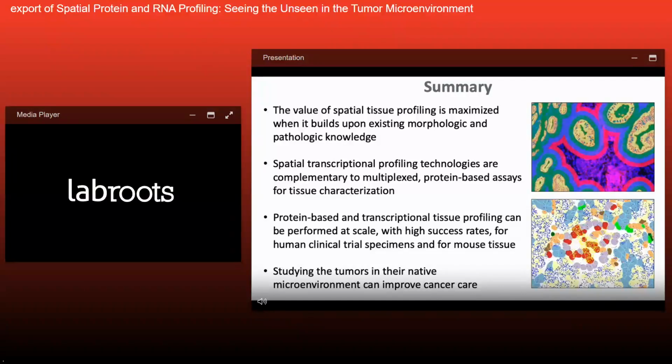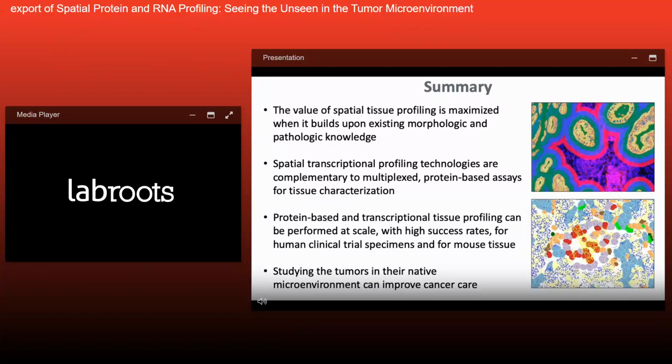It's also, I think, important to note that we can do protein-based and transcriptional tissue profiling at scale with high success rates. And we can do this in the context of human clinical trial specimens where oftentimes you only have 1 or 2 slides available for analysis. We can use these exact same approaches for human specimens and to do mouse studies as well and generate datasets that are very comparable.